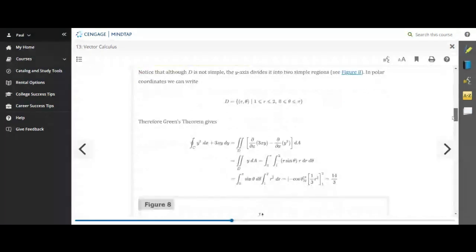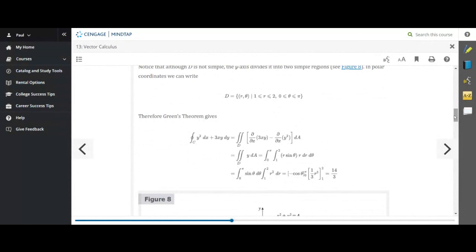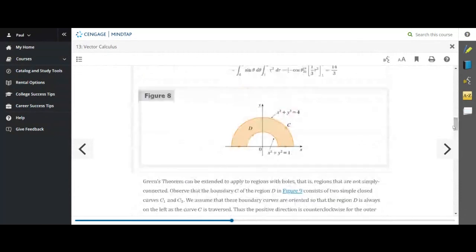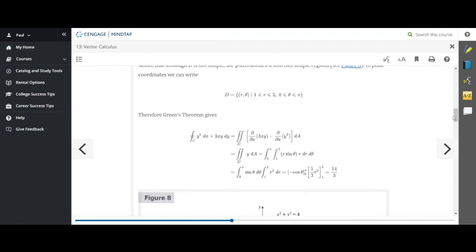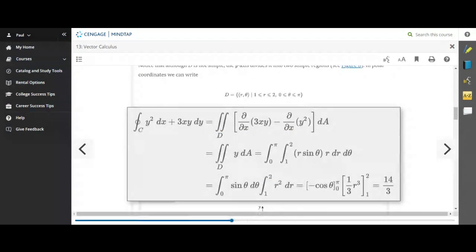So when you do the work for region D, you know you're going to be using polar coordinates for the double integral for region D, and so you just apply Green's theorem, and there you go. There you go. And you get 14/3.